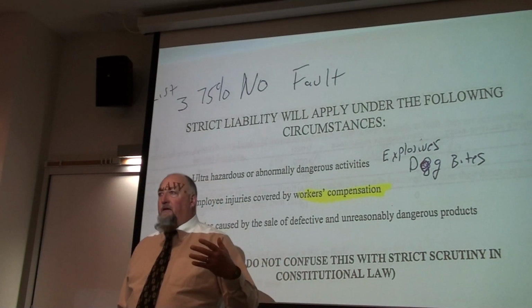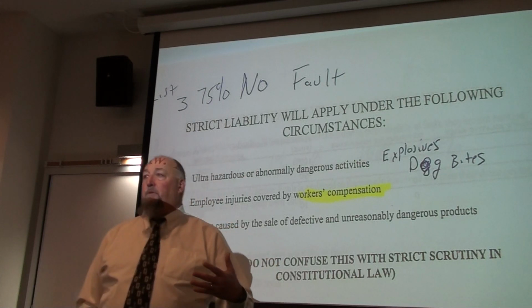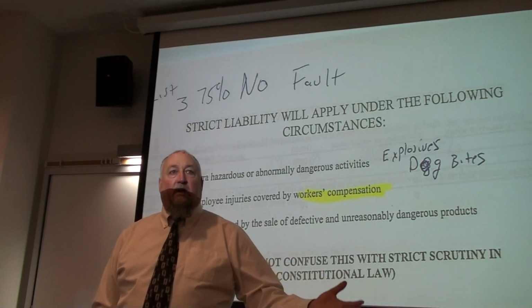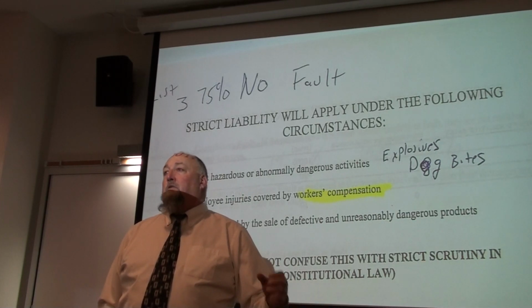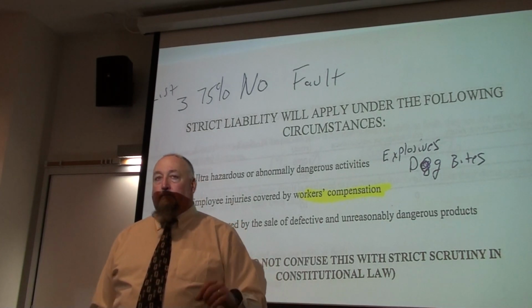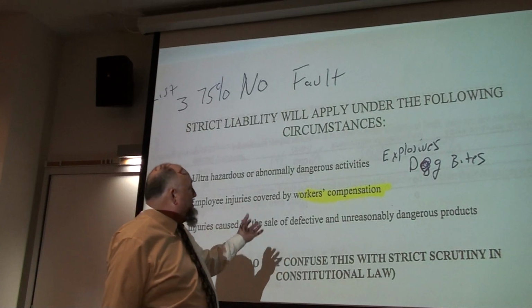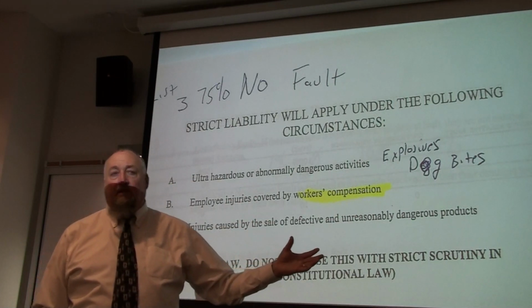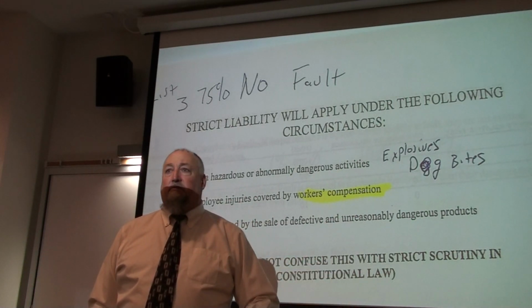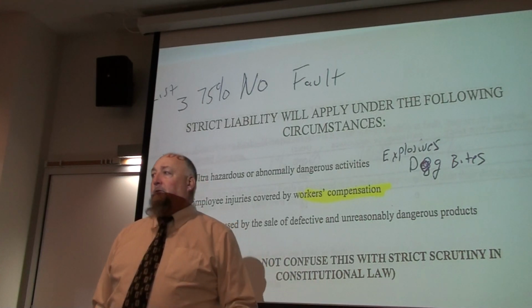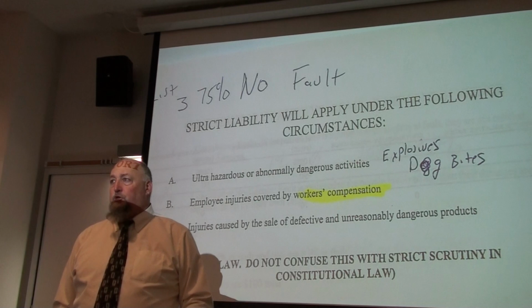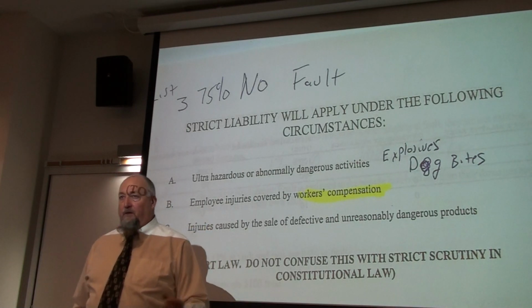But the idea is, and that's one of the problems with strict liability, you're basically assigning fault to someone even if they didn't do anything wrong. So it's a very narrow area of law. So ultra-hazardous or extremely dangerous activities, use of explosives, dog bites, or other type of animal ownership that leads to an injury. That's one area of strict liability.